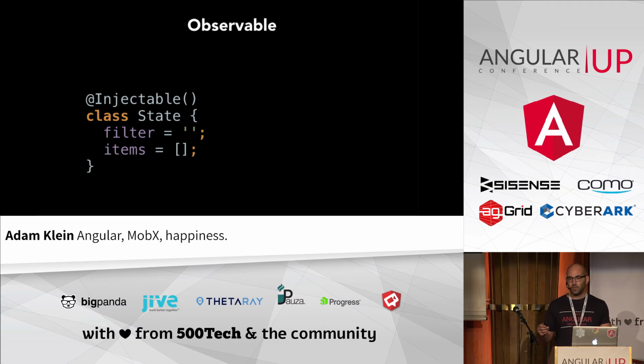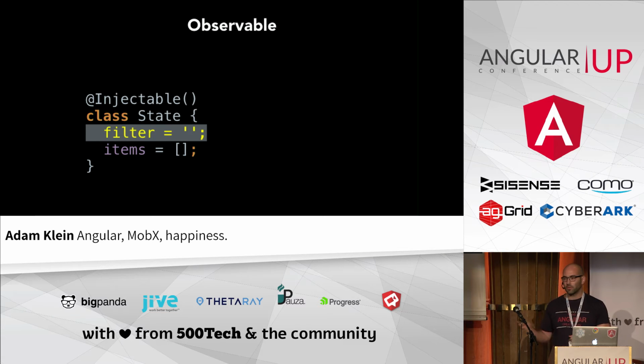So let's see how we do it with MobX. First of all, as I said, MobX works on plain objects. So we take the state out of the component. This is just a class. And because we're using Angular, we make it injectable, so we can use it in our components. And then we define the minimal state.